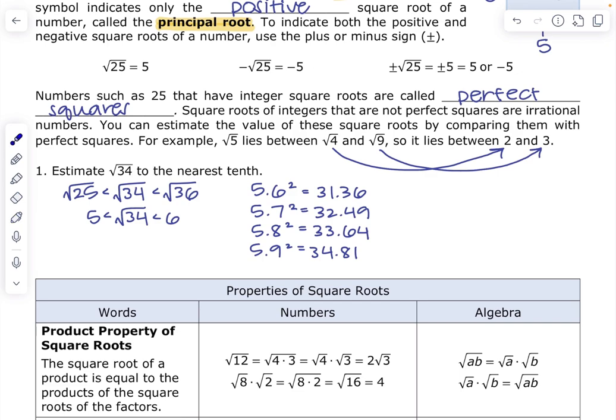Okay, looking at all of our values that came out, we'd like to figure out which one is closest to that 34 that we want. In this case, it's going to be 5.8 squared, which gets us that 33.64. Therefore, we're going to write that the square root of 34 is approximately 5.8. Okay, that little squiggle equal sign means approximately.